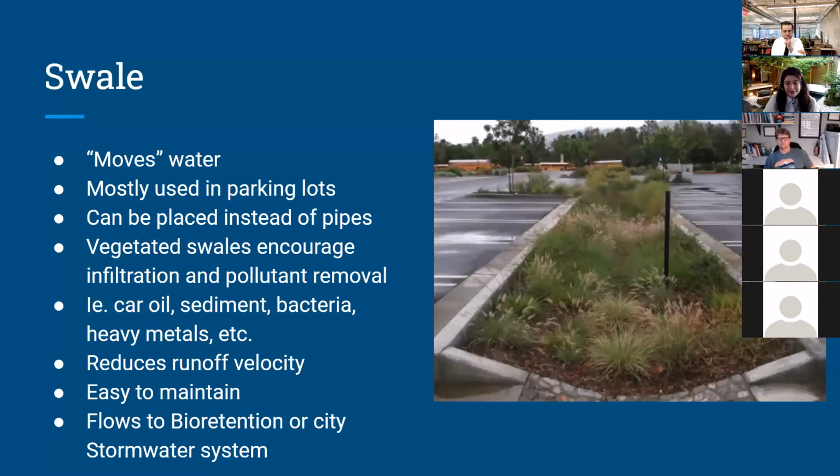This one is easy to maintain, and we can see it a lot now, used around the Bay Area too. So whenever you see an application where you need to take water from one place to another, it's a swale. Okay, any questions for this one?